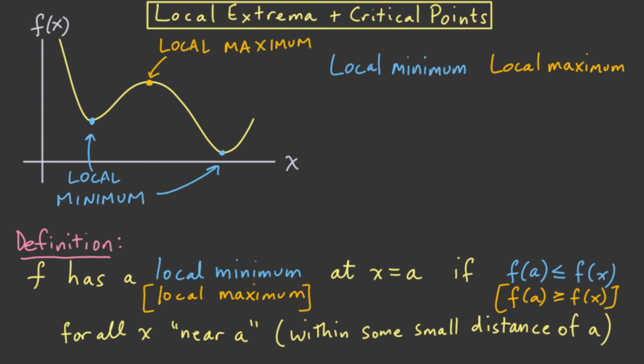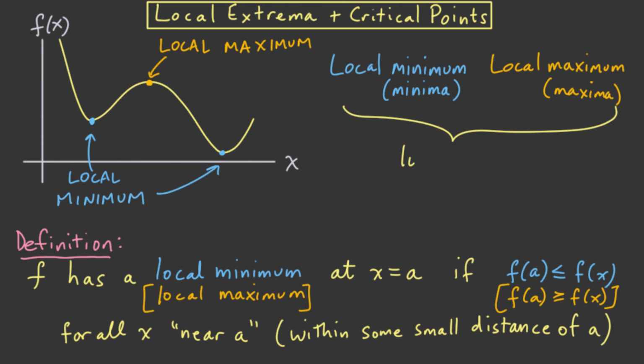Just a quick grammar note. The plural of minimum is minima. It's Latin. So here we have two local minima. The plural of maximum is maxima. And if you want to refer to local minima and maxima together, you can call them local extrema. And extrema is the plural of extremum.